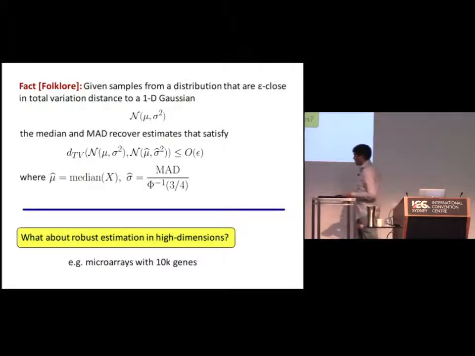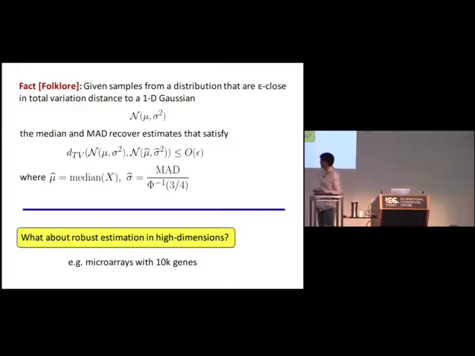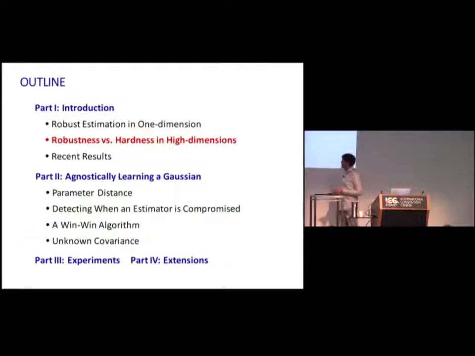So one example to keep in the back of your mind, which we'll come back to later, is high dimensional estimation problems that arise in things like genetics. So things like microarrays and genome-wide association studies, where you're really working in a very large dimensional space, oftentimes with things like 10,000 genes.